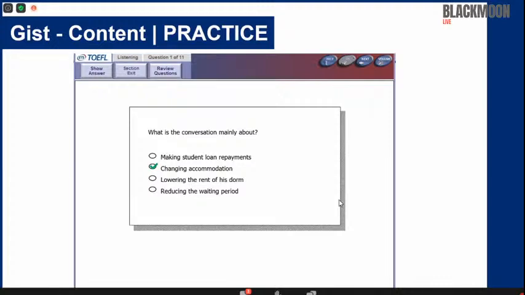Number 4, reducing the waiting period. This was related to changing accommodation, where he says I need another place kind of urgently. And she says, an urgent request will take 2 months. And he was like, can you reduce that? So again, all of this is related to what? Him moving, right? He wants to change accommodation. And that's basically what the entire thing was about. Does that make sense now? Why it's not any of the other options?